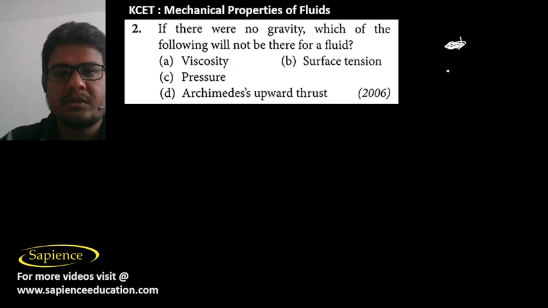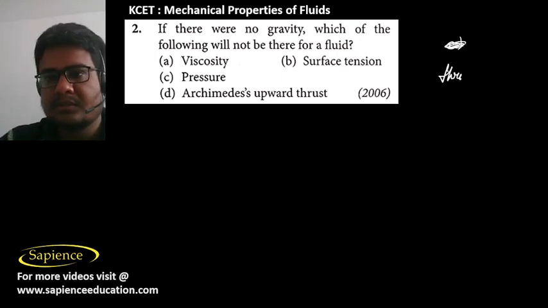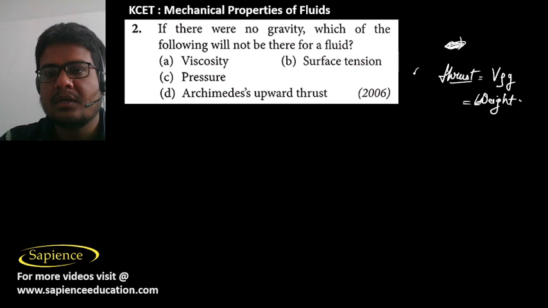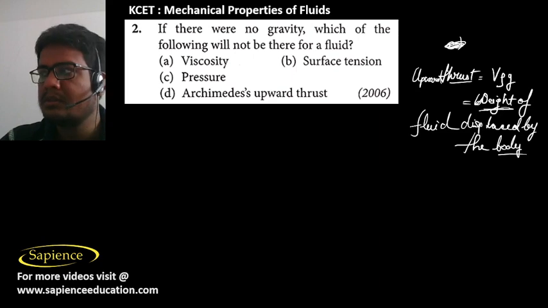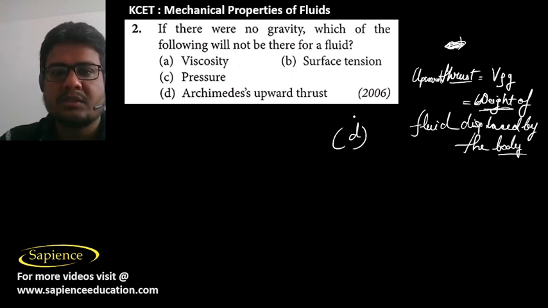So here the Archimedes upward thrust is V rho into g. So it is equal to the weight of the fluid displaced by the body. Archimedes upward thrust is equal to the weight of the fluid that is displaced by the body. So when there is no gravity, there will be no weight. So therefore, option D is the correct answer.